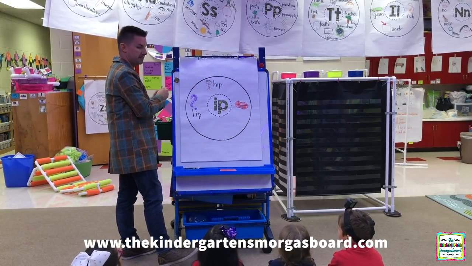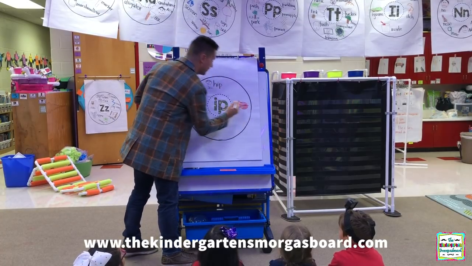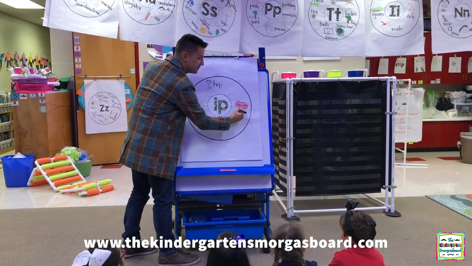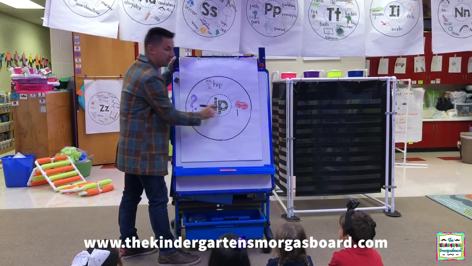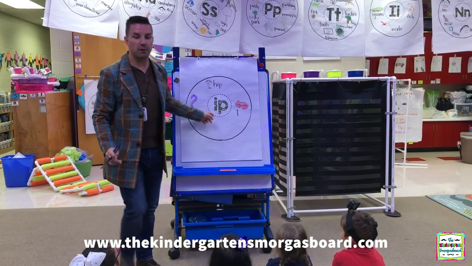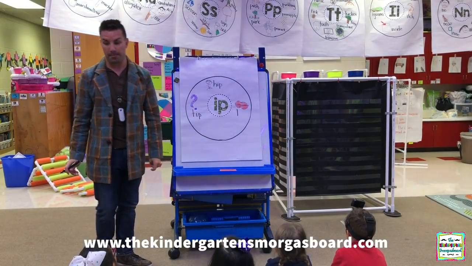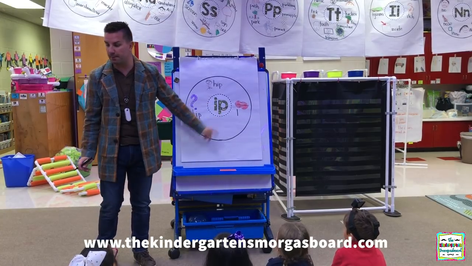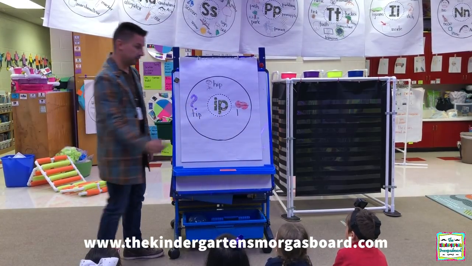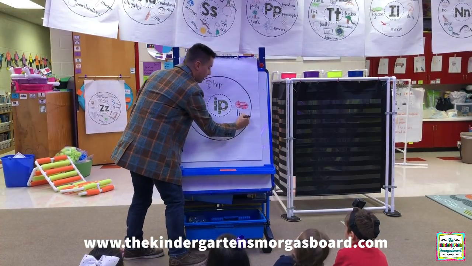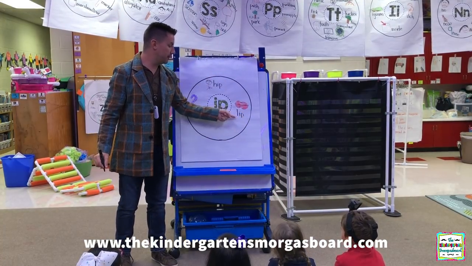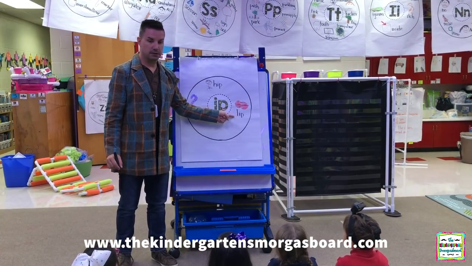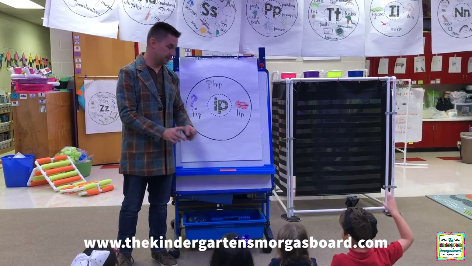Thank you to my friends, my mustaches who are crisscross applesauce. Lip. What sound? L. How do we spell L? And what's our word family? Ip. How do we spell ip? I-P. All right, here we go. L. Ip. Lip. Your turn. L. Ip. Lip. Again. L. Ip. Lip. Good.